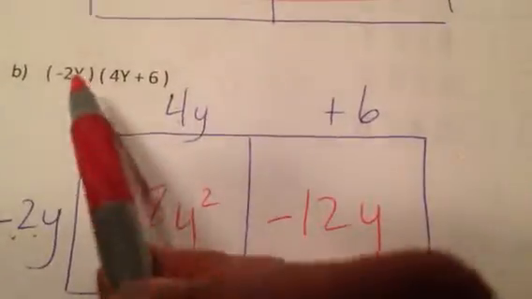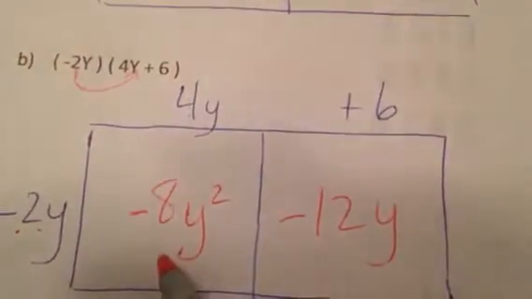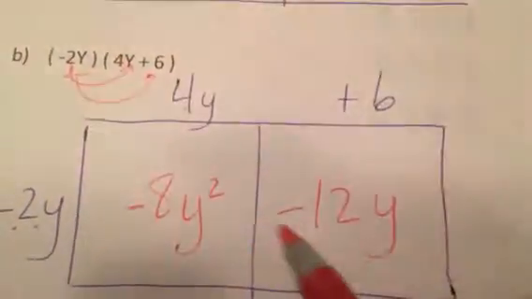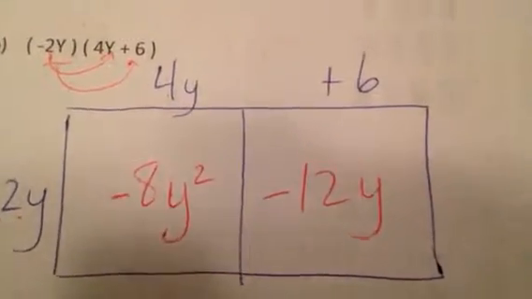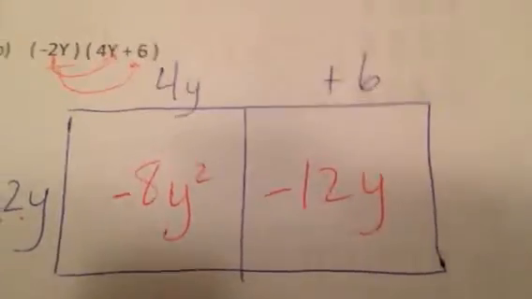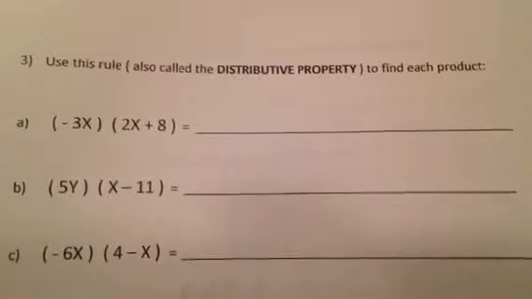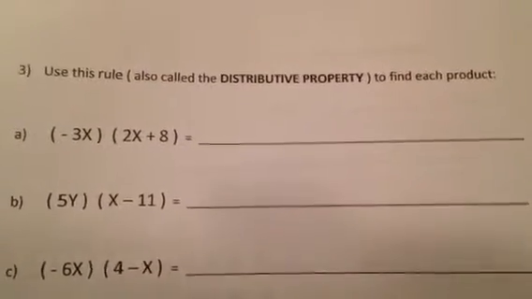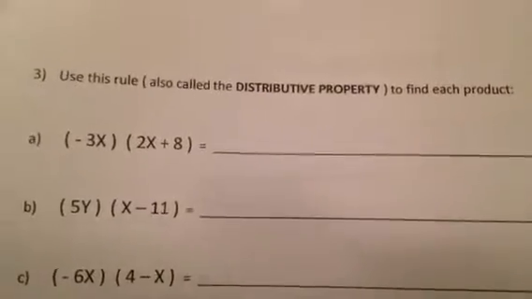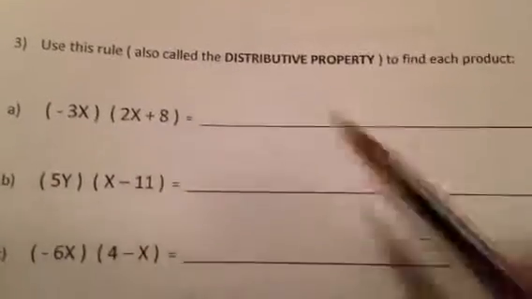Same thing here, we can see negative 2y times 4y gives us negative 8y squared. And then negative 2y times positive 6 gives us negative 12y. That is called the distributive rule, or the distributive law of math. Okay? So we're going to use the rule called the distributive property to quickly go through the answers to these questions and find each product without drawing tiles and simplified area models. Okay?